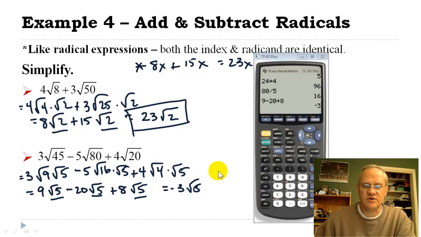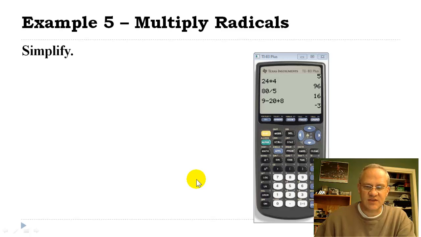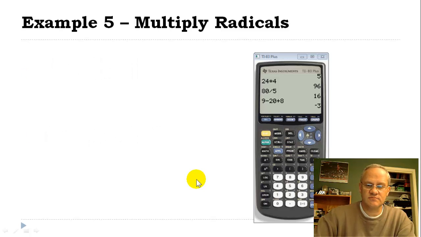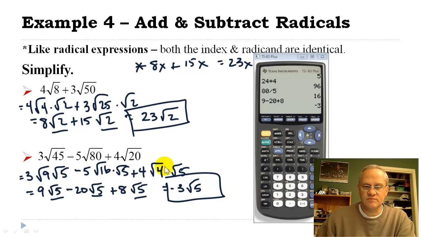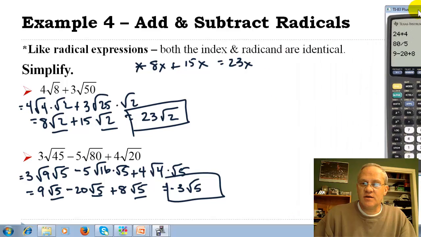Yikes. Okay, watch it. I'm going to try to erase. Dang it. Square root of 5. So negative 3 square root of 5. Okay? How are we feeling about that, okay? I hope so. Moving on.